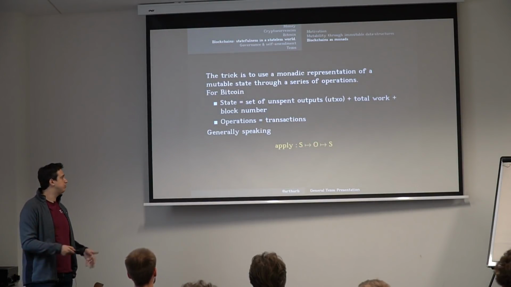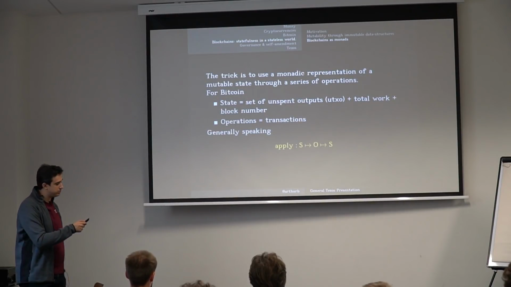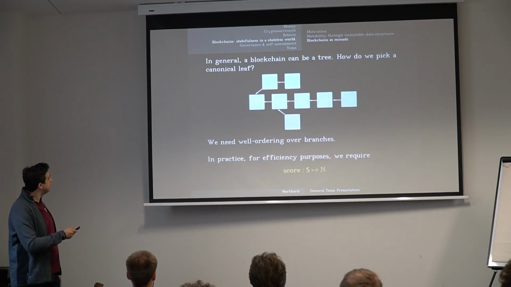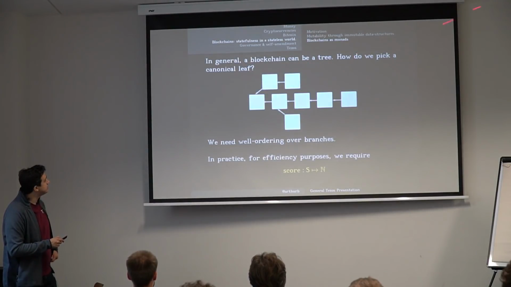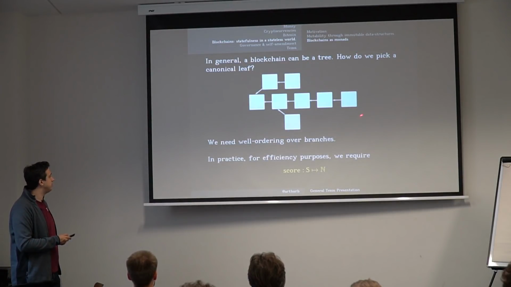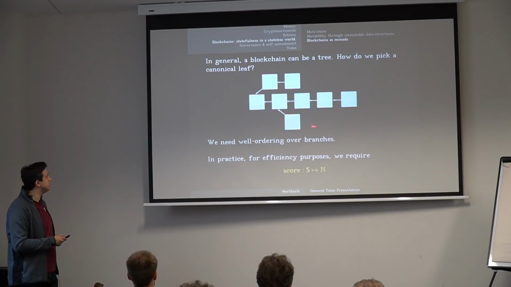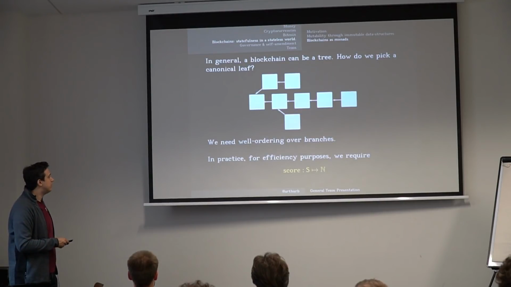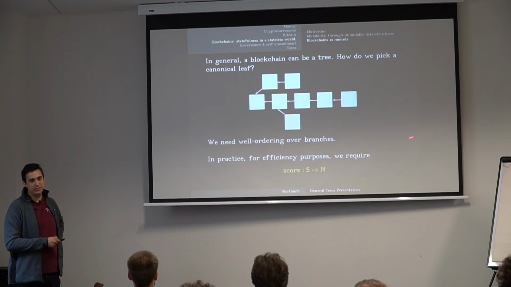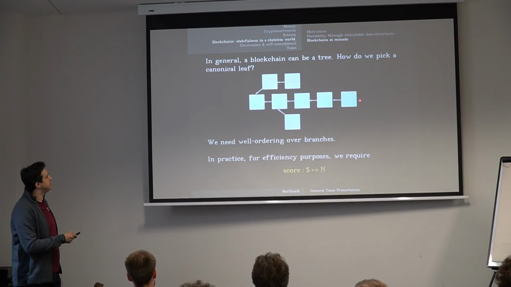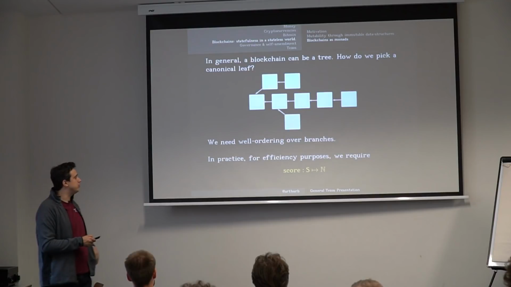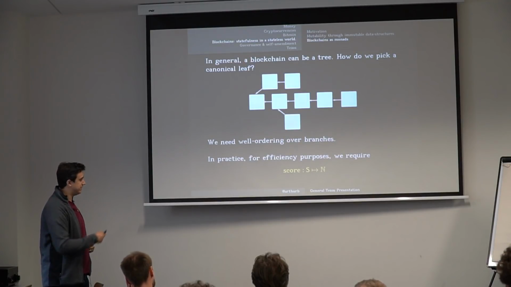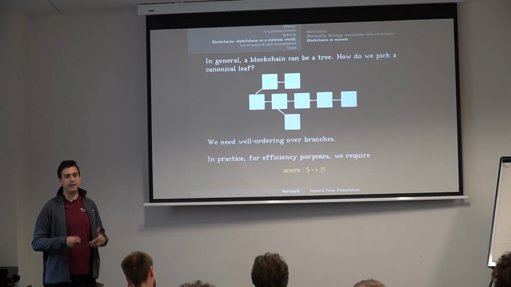And we're just going to put all these operations into our linked list. Sounds great. And like I said, in general, it can be a tree. So how do you pick a canonical leaf? What you need is a well ordering over the branches. We ask for something a little stronger than that because it's easier to work with. We're going to ask for a score function that takes a state and gives us a value of the state. So I have a state here, a state here, a state here. I'm just going to pick whatever state has the highest score and call that my canonical state.